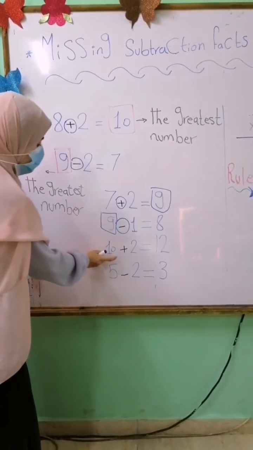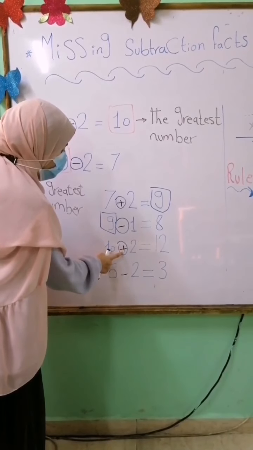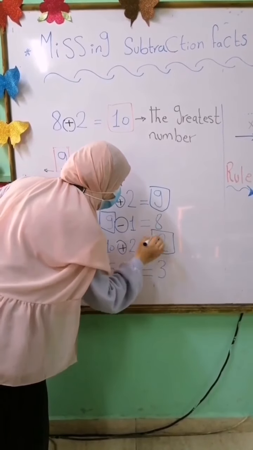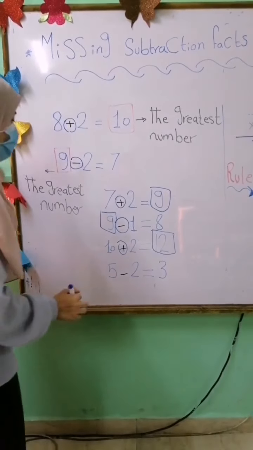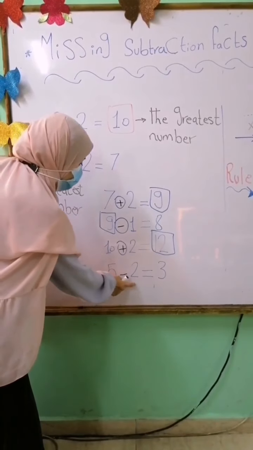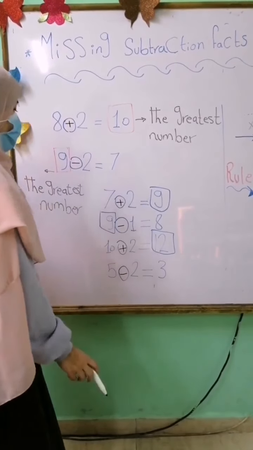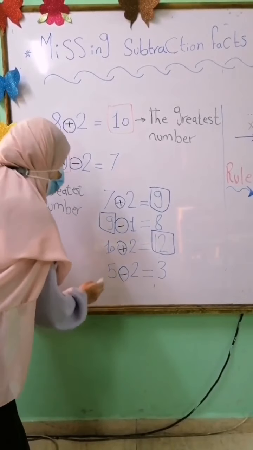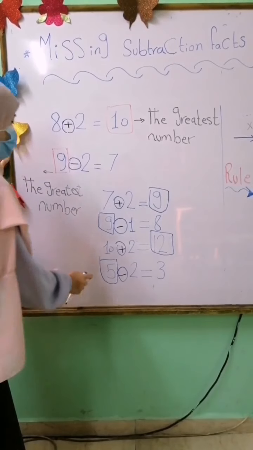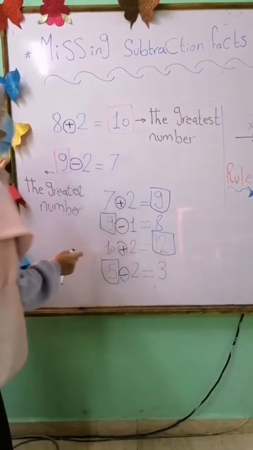Okay, here. 10 plus 2, plus, addition problem, equals 12. Which one is the greatest number? Here, at the end, the result is the greatest number in the addition problem. Okay, here, 5 minus 2 equals 3. Minus, it's a subtraction problem. Which one is the greatest? 5 is the greatest number in the subtraction problem because it's at the first.